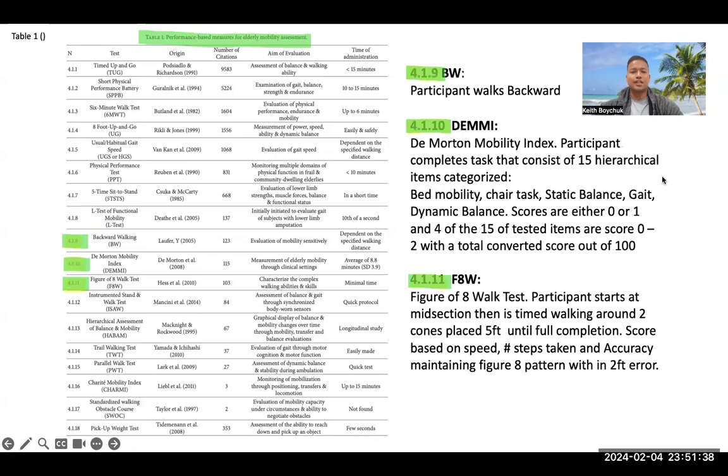Demorton Mobility Index. This one is a 15-component task, scored out of 100. These tasks are functional things like standing, balance, and dynamic balance. The figure eight walk test is where a participant walks, you guessed it, in a figure eight about 5 feet across. You are graded and scored on how fast it takes, the number of steps it takes, and the accuracy with which you maintain the figure eight pattern within a 2 feet error margin.